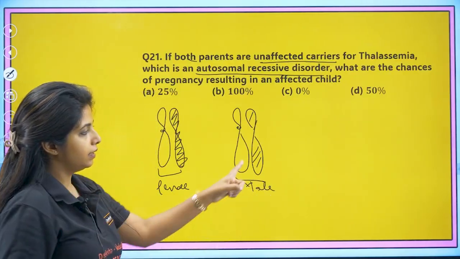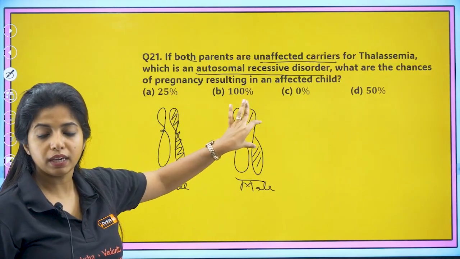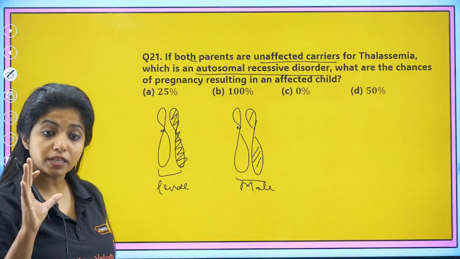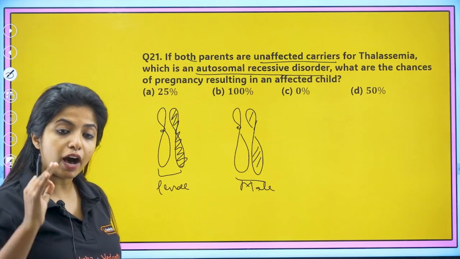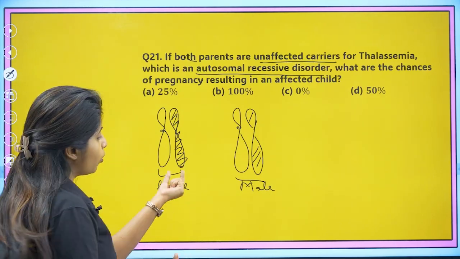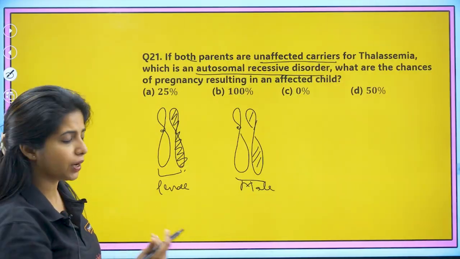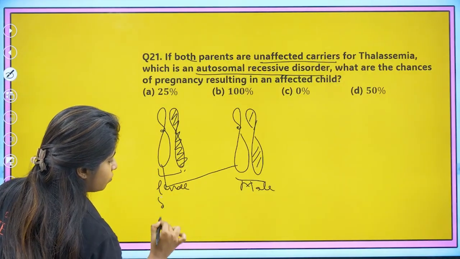Suppose this is a male, and he also has a gene which is being affected in thalassemia. It's an autosomal recessive disorder, so you know it's recessive. Recessive disorders are only going to show their effect when both of these chromosomes come together, right? So let's see, when will it come together? This and this come together, you get something like this.